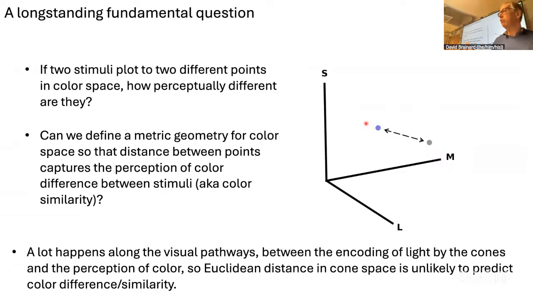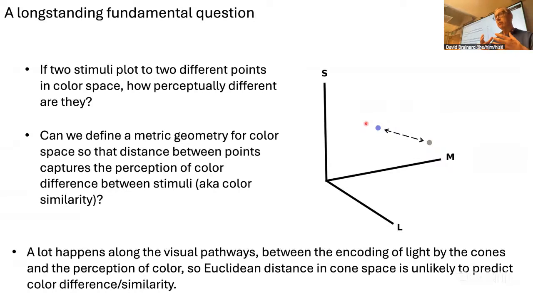And a natural question, which is what I mean when I talk about the geometry of color space, is that if we have stimuli plotting to two different points, how perceptually different are they? Can we tell them apart, or are they indistinguishable? And if we can tell them apart, how similar or dissimilar do they look?